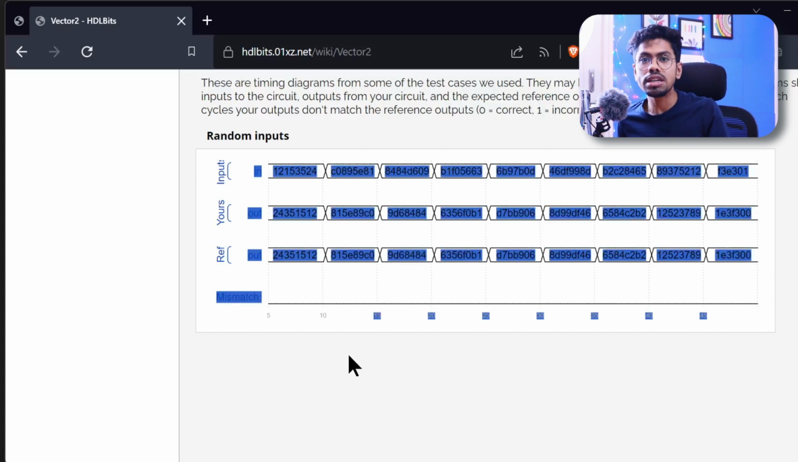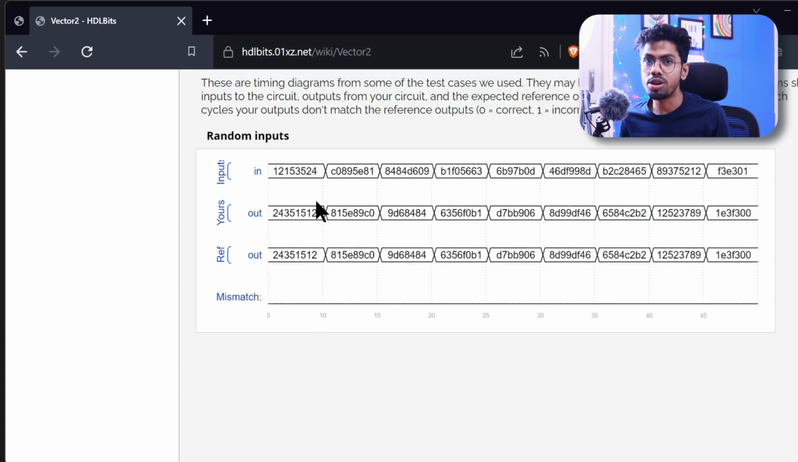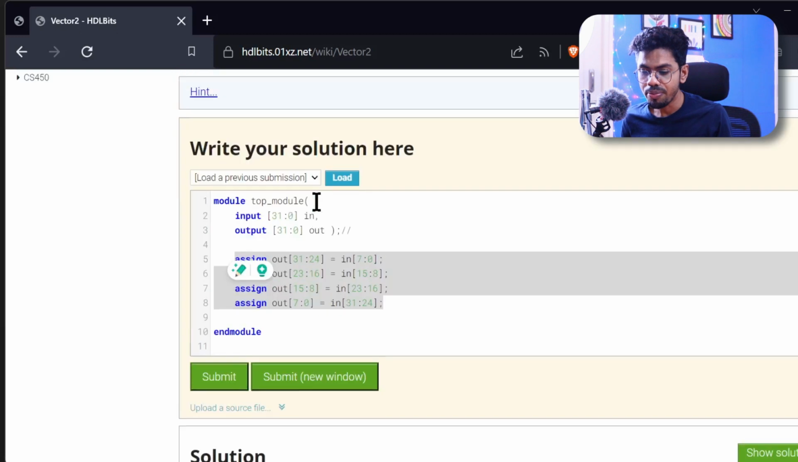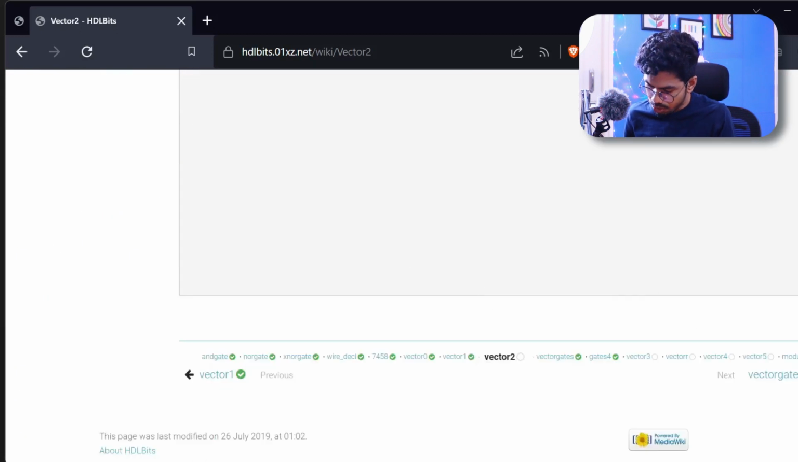But in future, in industry, we won't be getting this liberty. We ourselves need to find out whether it is okay or not, whether it is a perfect answer or not. So that's why seeing the waveform is also very important. So keep a look here. Okay, so let's go to the next problem, and the next problem is your vector gates.